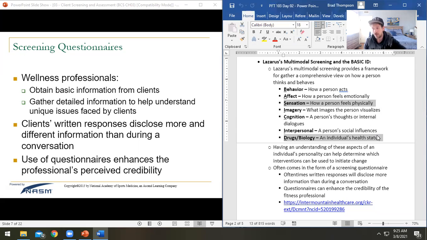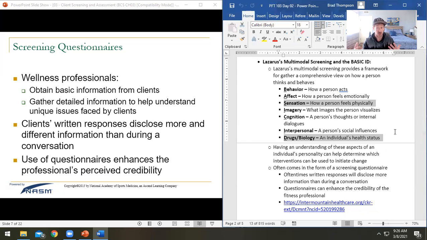So anytime I've got a client who has fibromyalgia, which is sort of undefined joint pain, a lot of times I will focus on doing certain types of isometric exercises. Now, that being said, if my client's drugs biology said they have arthritis, which is another condition that leads to different types of pain, I will avoid isometrics. Even though isometrics are associated with pain reduction, they have been shown to make arthritis worse.